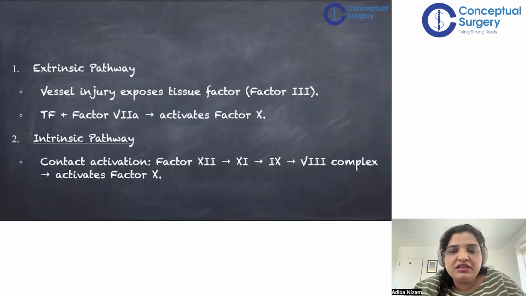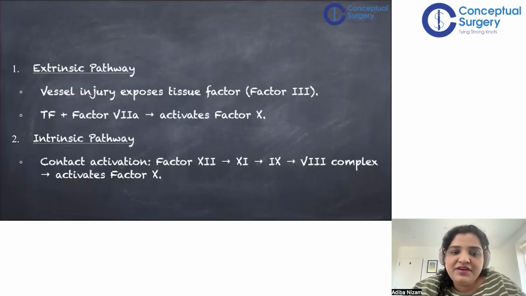So there are two pathways by which the coagulation cascade can be activated. These two pathways, as we all know, are the intrinsic pathway and the extrinsic pathway. In the extrinsic pathway, the vessel injury exposes the factor 3, which is the tissue factor. This factor, along with factor 7, will go on to activate the factor 10. Factor 10 is the factor at which both the pathways culminate and the common pathway begins.